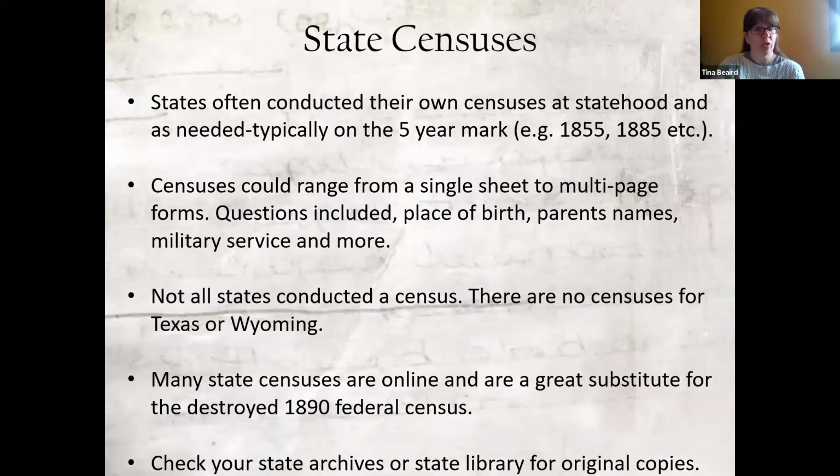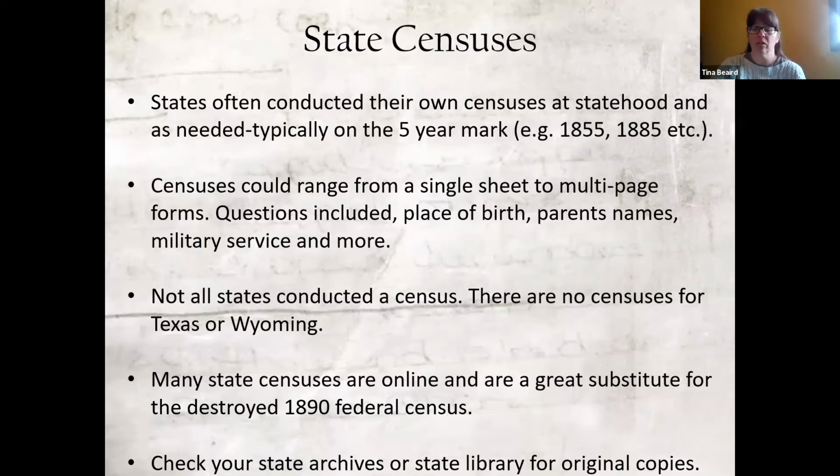Most state censuses were done on the 5-year mark, typically to fill in that information between the federal census. So they can come in really, really handy, especially for filling in that gap for the 1890 census, which was burned. So if your gap is from 1880 to 1900, you might have 2 state census in there that can fill in those details to make up for that missing federal census. So again, it's worth it.